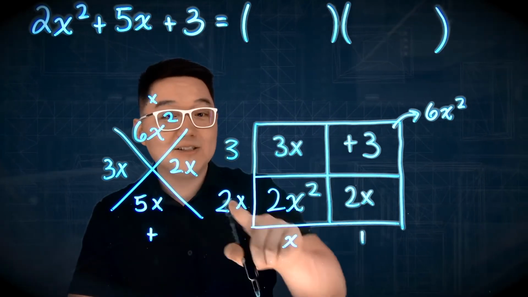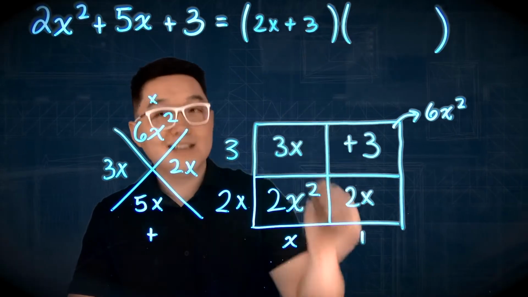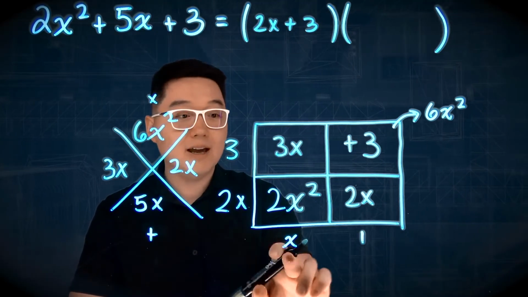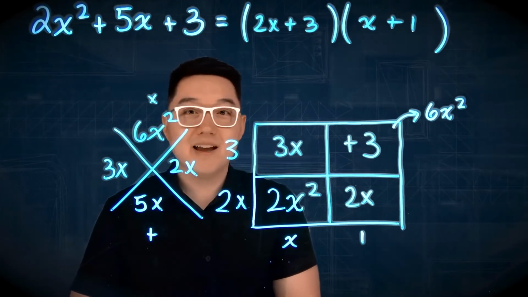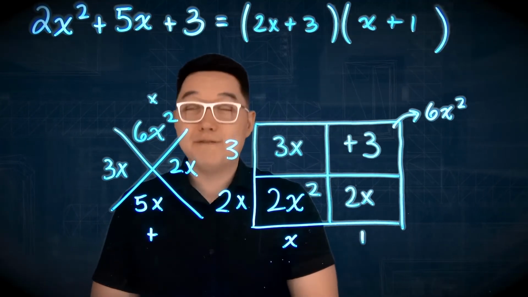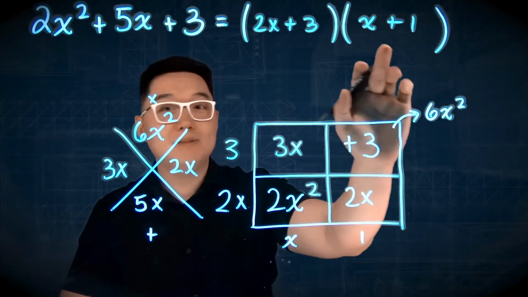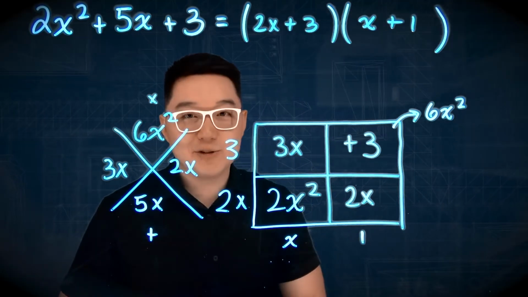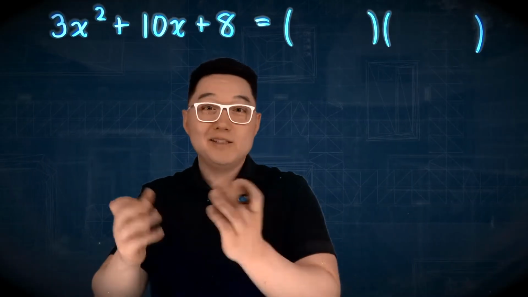So the answer is 2x plus 3 times the other binomial, x plus 1. And there you go. That was our very first example of factoring a trinomial as a product of two binomials. Let's try another example.